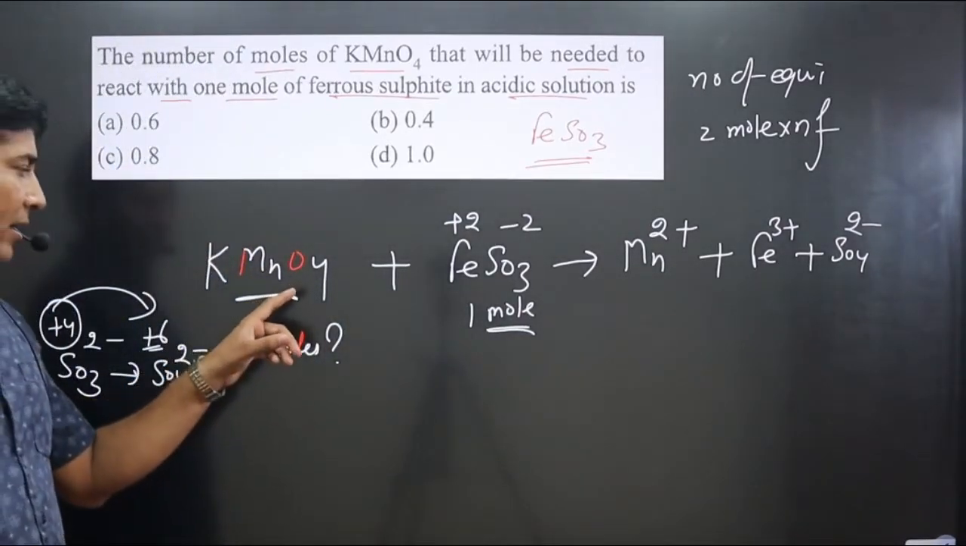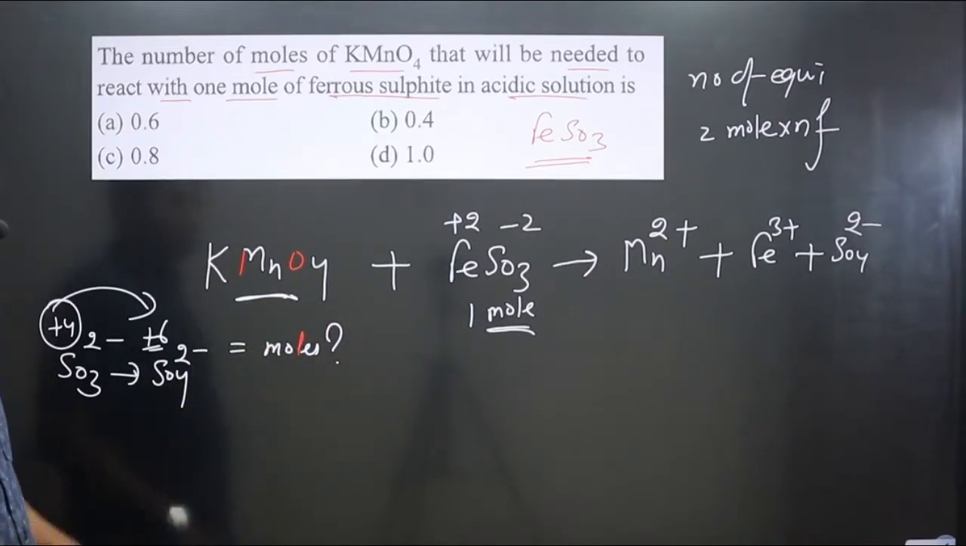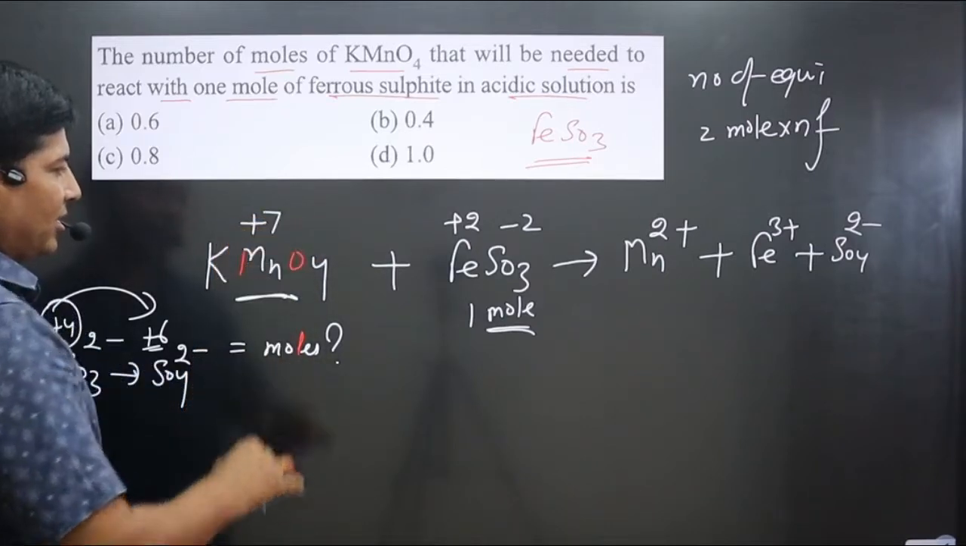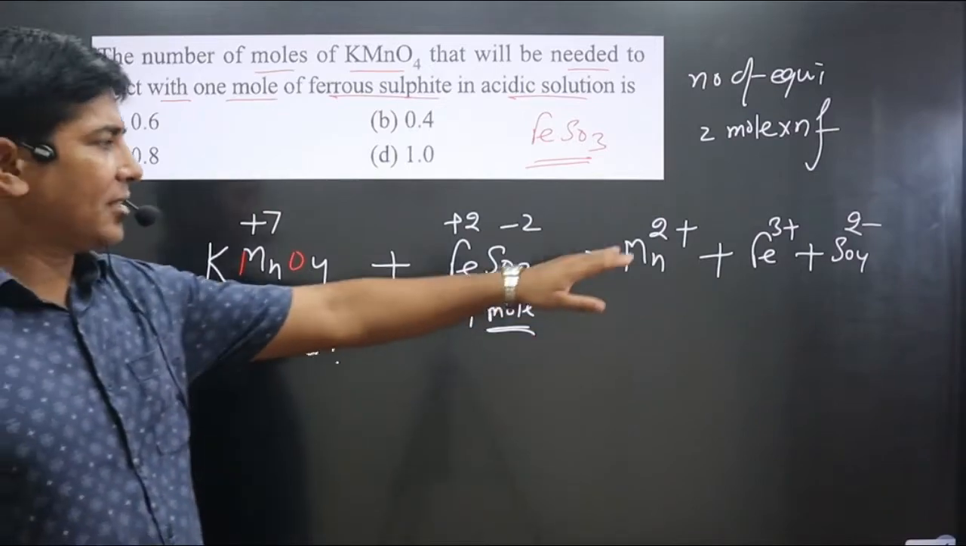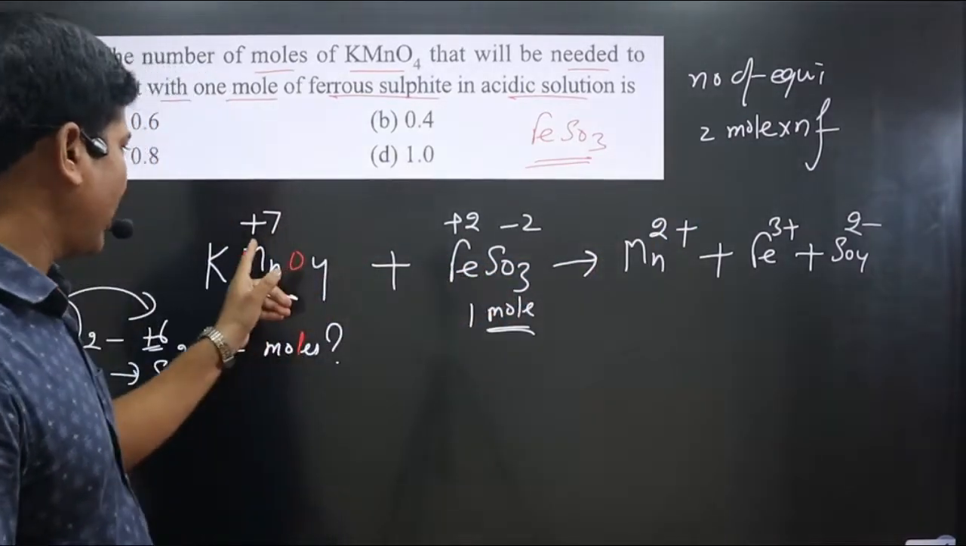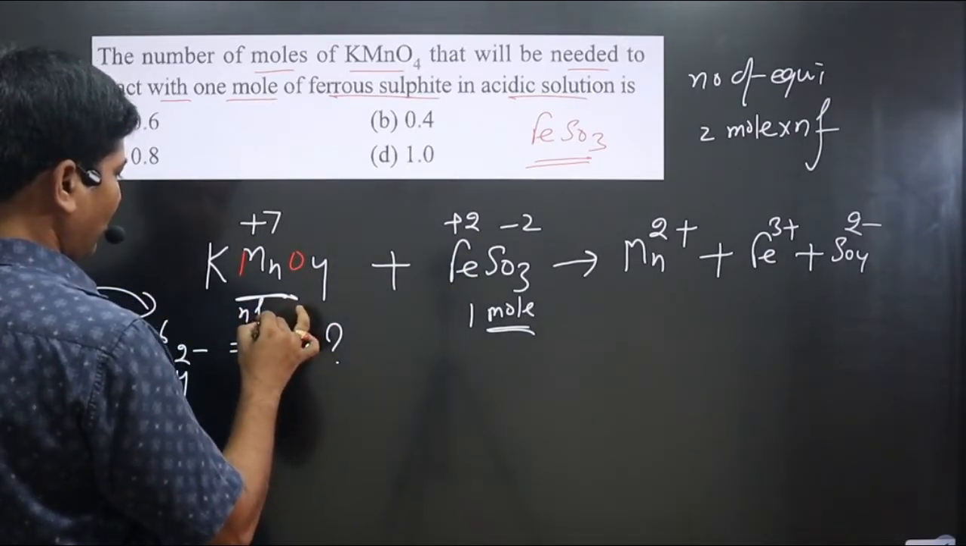Keep in mind, first of all we write down the oxidation number of the same element on both sides of the equation. In KMnO4, 4 times 2 is 8, potassium is +1, then manganese is present in +7 oxidation number. And the n factor is the difference in oxidation number. On the other side manganese is present in +2, this side manganese is present in +7. 7 minus 2 is equal to 5, and the n factor value is 5.